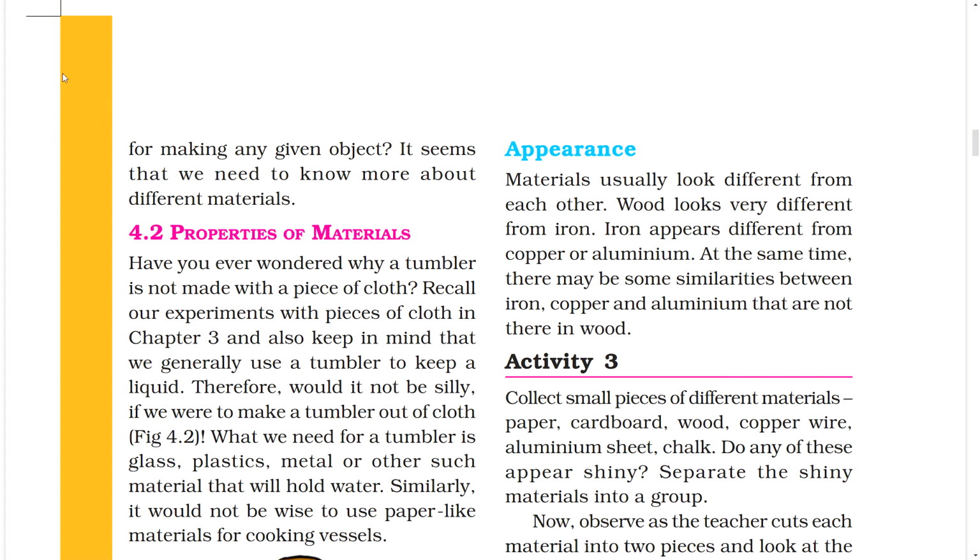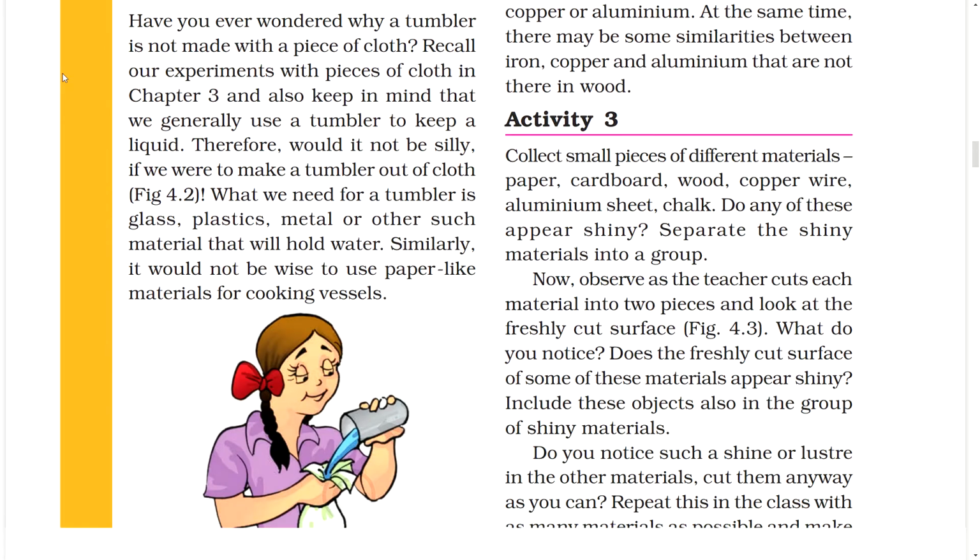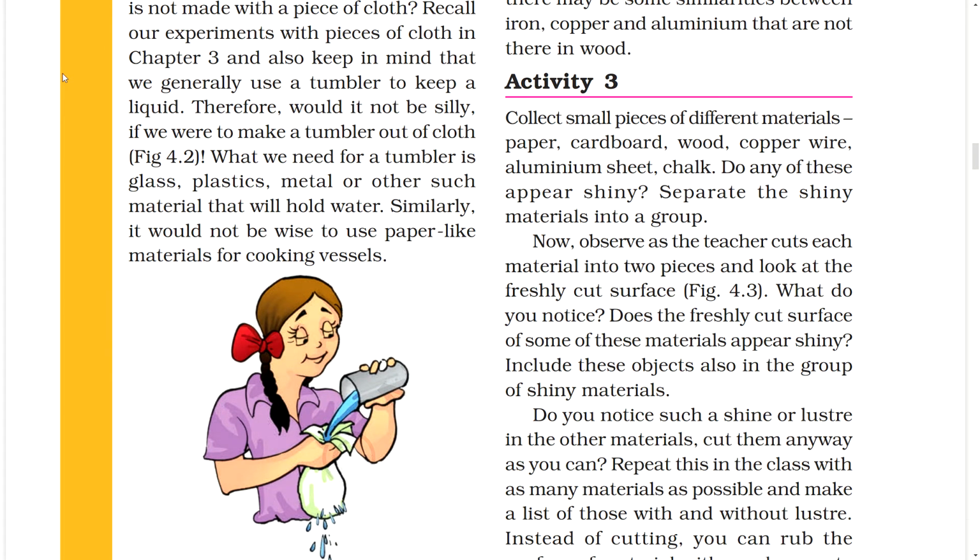Activity 3. Do this. Collect small pieces of different materials: paper, cardboard, wood, copper wire, aluminium sheet, chalk. Do any of these appear shiny? Separate the shiny materials into a group. Now observe as the teacher cuts each material into two pieces and look at the freshly cut surface.